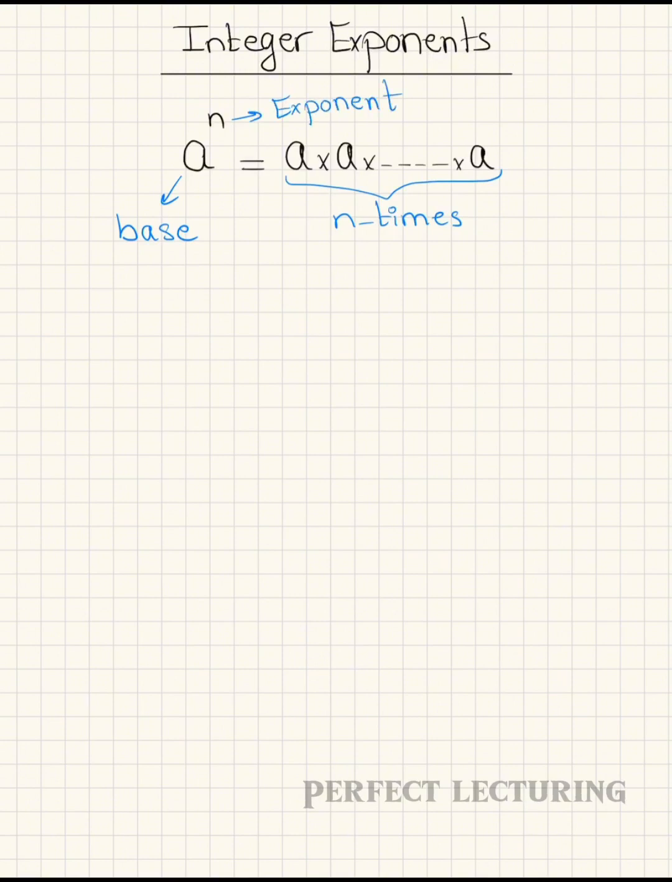And how do we read it? We say a to the power of n, or simply a exponent n. So we either say a to the power of n, or we could say a exponent n. For example, if I have 3 to the power of 4, or 3 exponent 4, this means that I have to multiply 3 4 times by itself, which is 81.